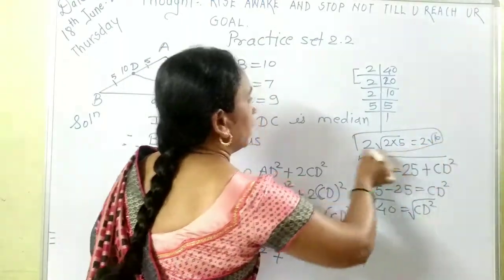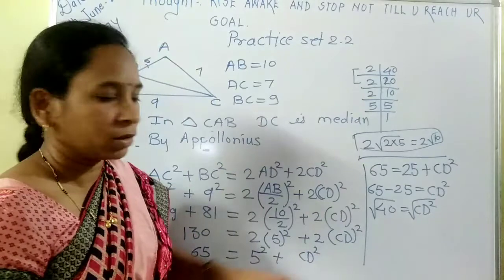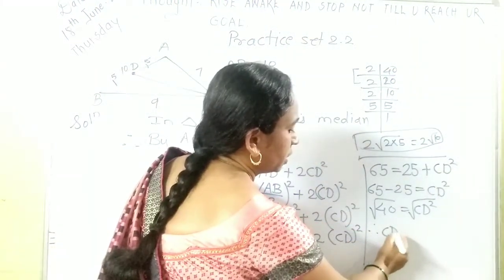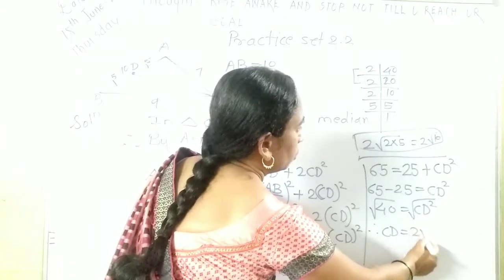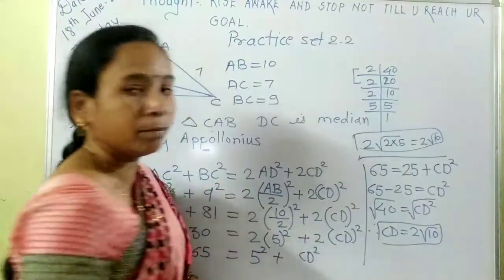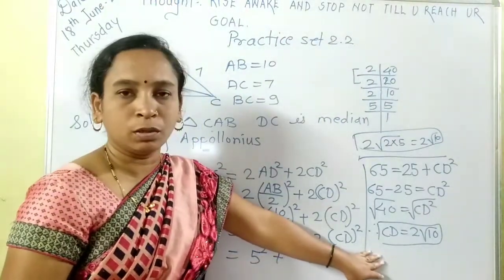So here we have got the simplification of this. So this simplification I will write, therefore CD is equal to 2 root 10. So this is your answer of median. So median is equal to 2 root 10.